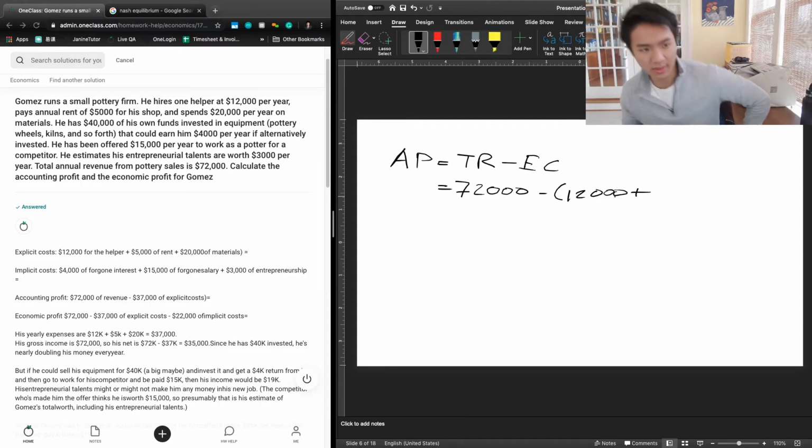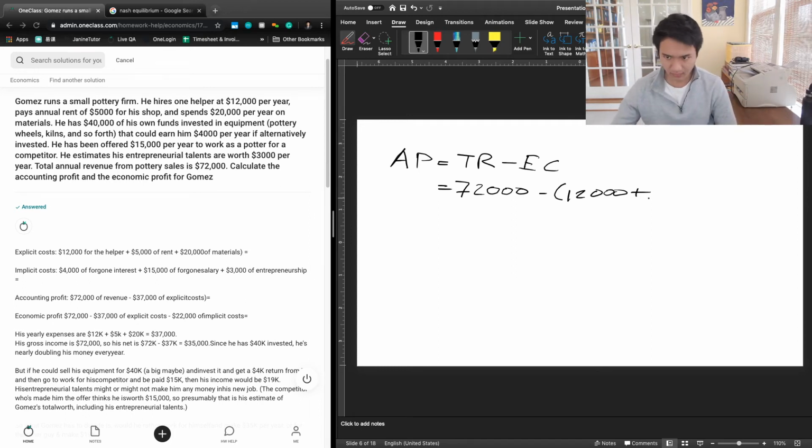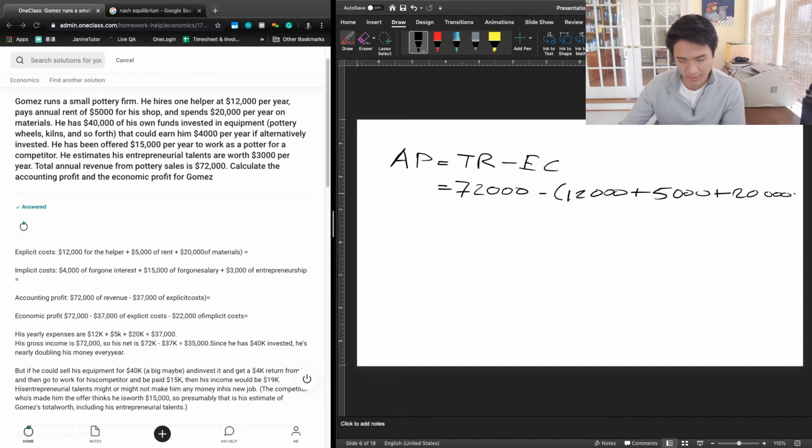He pays annual rent of $5,000. Another explicit cost. Right, this is money he has to pay. And then he spends $20,000 per year on materials. So again, cost of materials, that's an explicit cost. Is there anything else? He has $40,000 of his own funds invested in equipment, but that's not a cash outflow, that stays in his business, and so that's not going to be considered an explicit cost. It could earn him $4,000 per year. That's opportunity cost, not an explicit cost, more of an implicit cost.